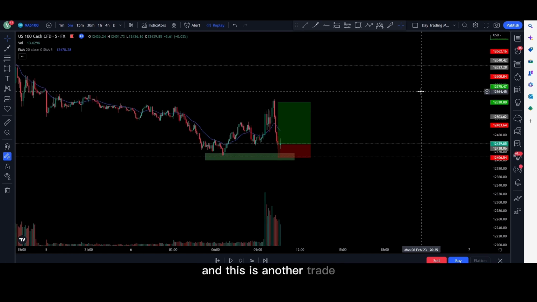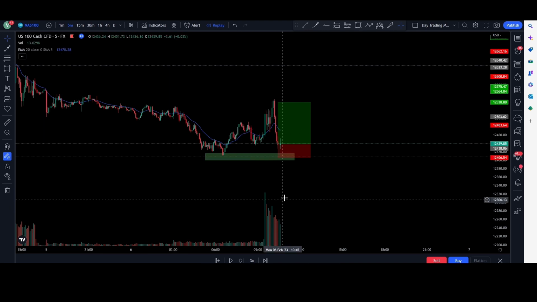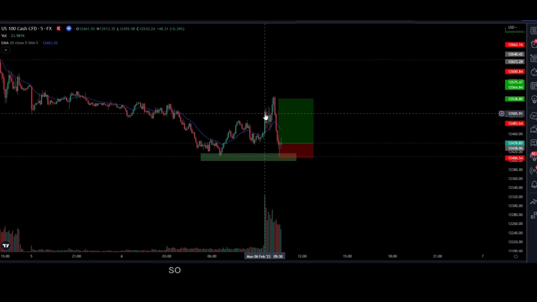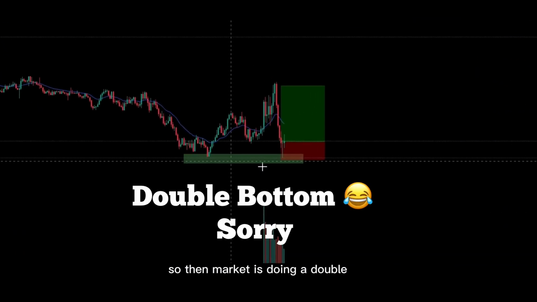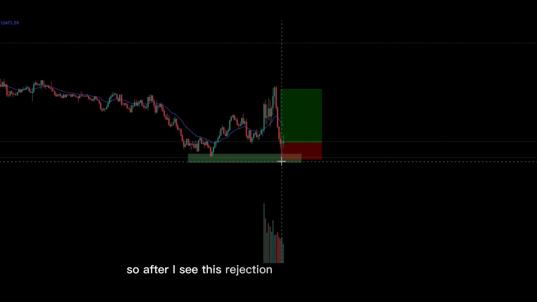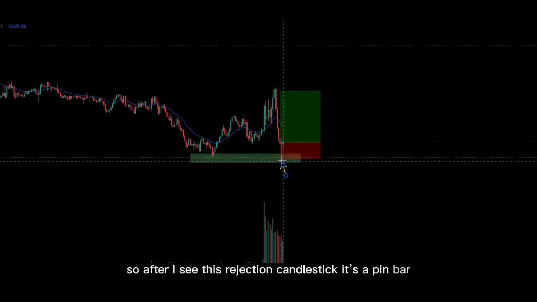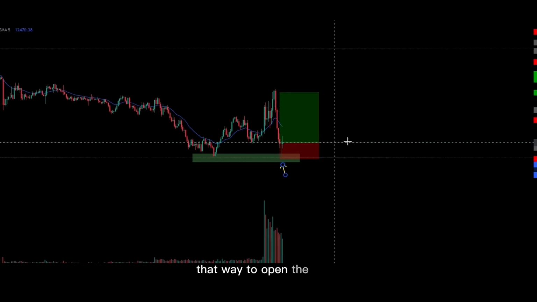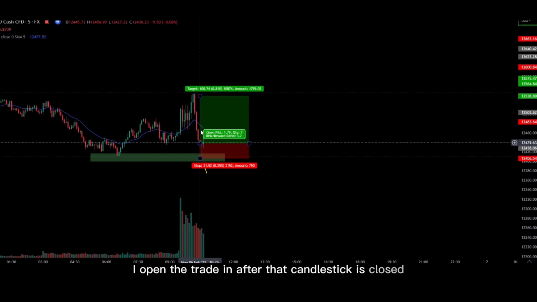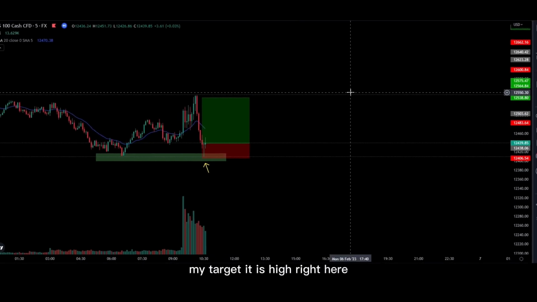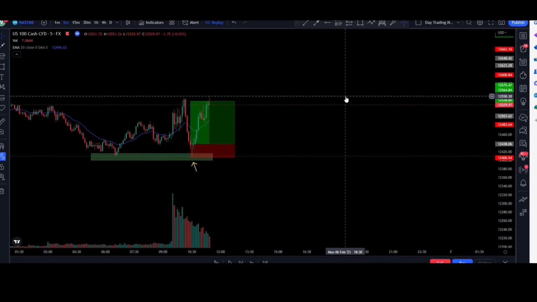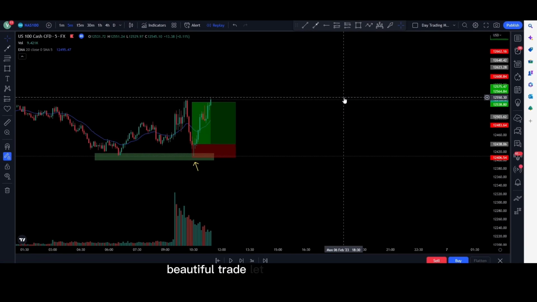Let me show you another one. And this is another trade. So the market is coming down. The market opened at 9:30 in this candlestick right here. Then the market is doing a double top. After I see this rejection candlestick as a pin bar, that's where I open the trade. I open the trade after that candlestick is closed. My target is this high right here. Beautiful trade.